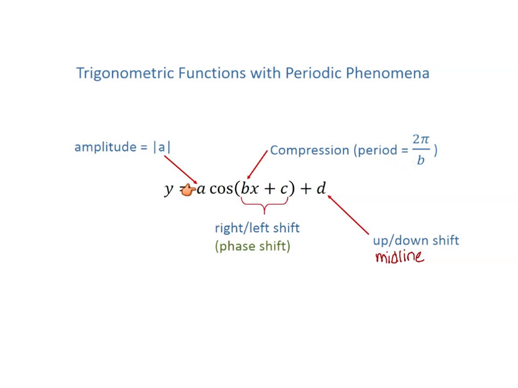And then finally, A, this parameter right here, will give us the amplitude, which is the distance between the midline and the peak, or the midline and the valley. And that's why it's an absolute value, because we're just looking at distance. But if A is negative, remember that's when we see a flip in the graph, where if it's supposed to go up first, it'll go down first, and vice versa.